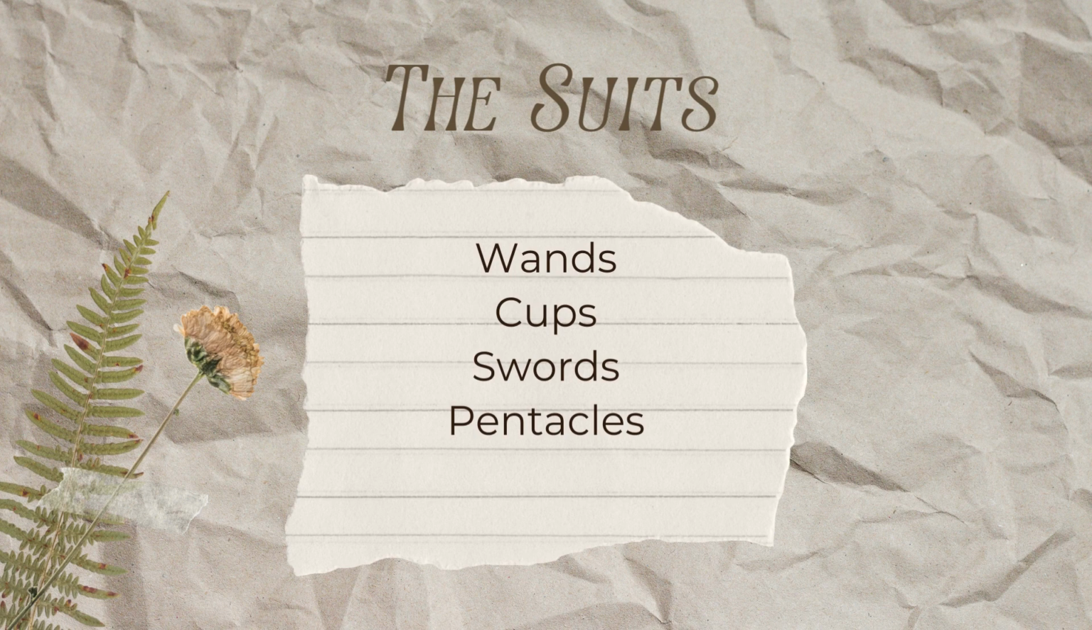The aces represent the purest form of each element. So the ace of wands is the purest form of fire. The ace of cups is the purest form of water. The ace of swords is the purest form of air. And the ace of pentacles is the purest form of earth.